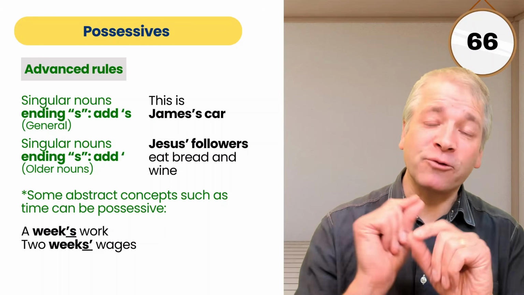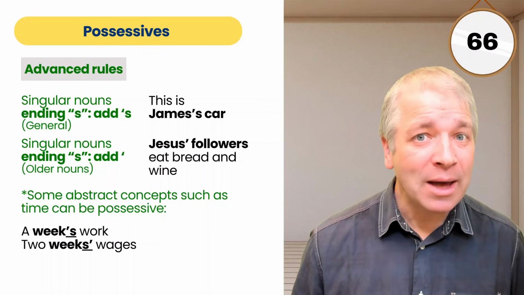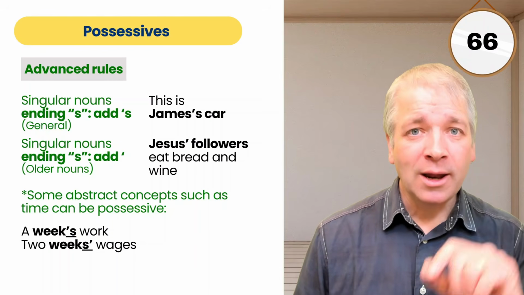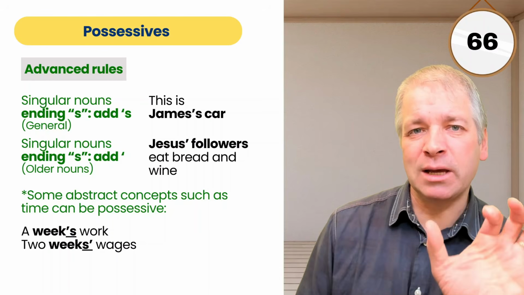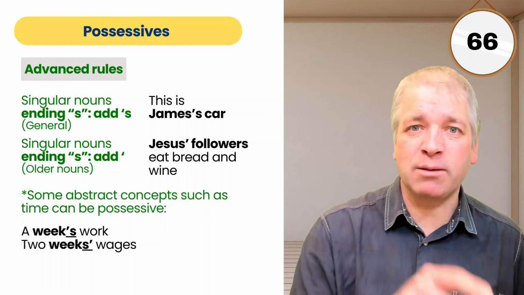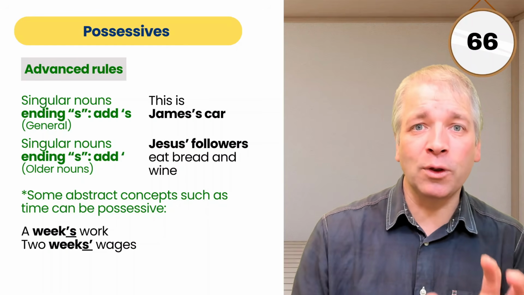And some abstract concepts such as time can be possessive too. For example, a week's work, now that's apostrophe S because a week is singular here, or 2 weeks' wages, and here it's S apostrophe because here there's more than 1 week.